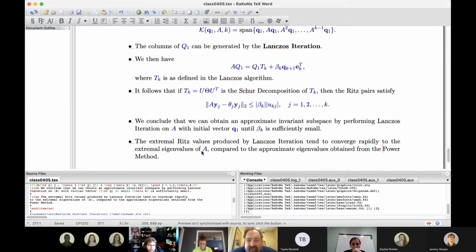So how does this compare with using a power method? Because a power method, we already know, is capable of getting the largest eigenvalue of a matrix, but Lanczos does so more effectively in this symmetric case.